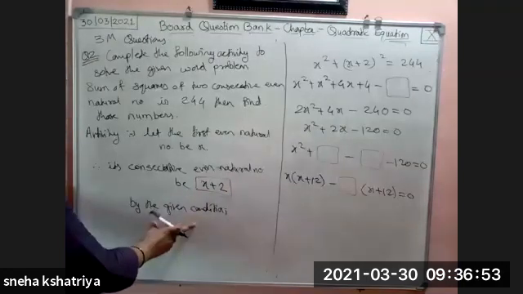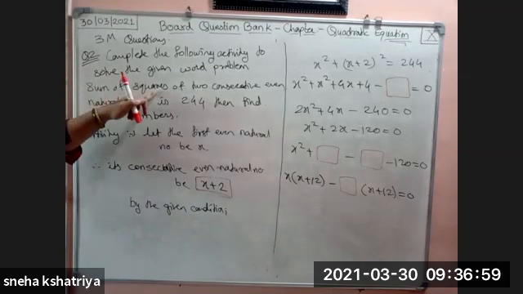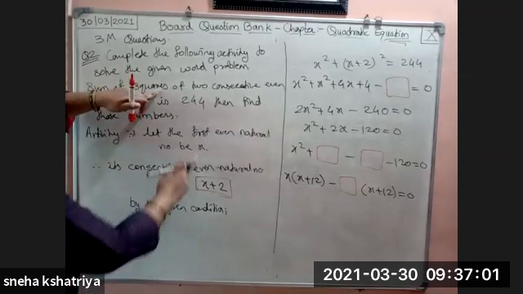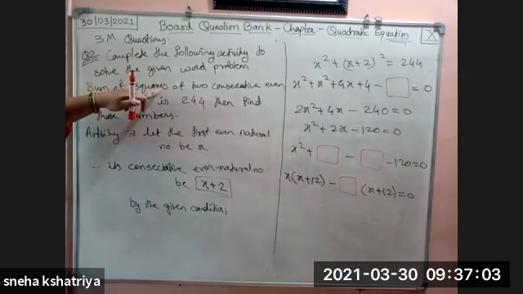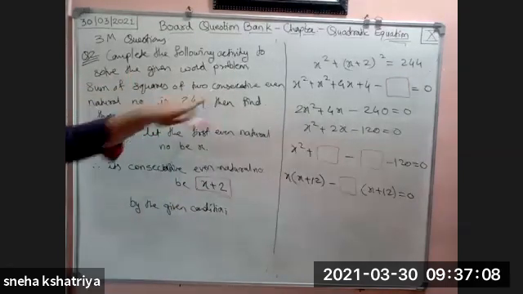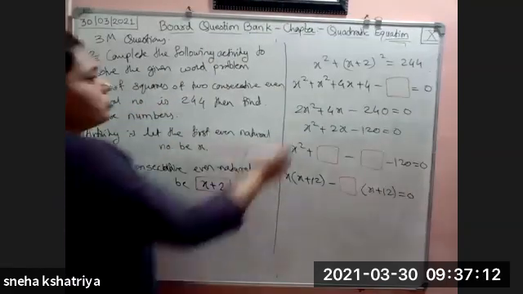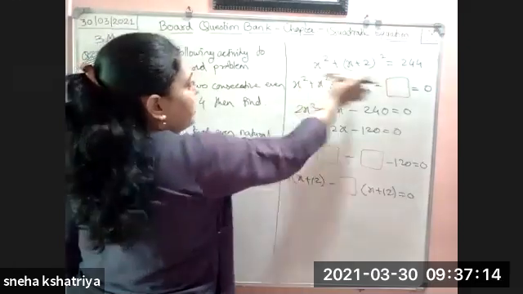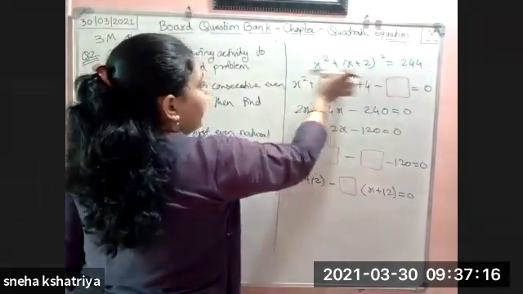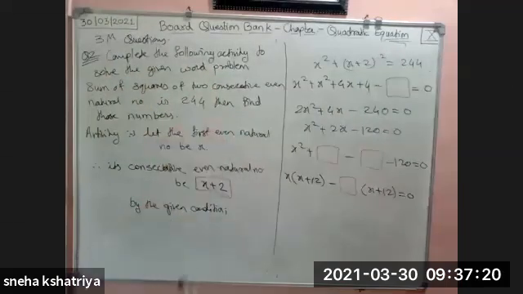So what is the given condition? The given condition is the sum, meaning addition, and square. We have to add and take the square of these two consecutive even natural numbers, whose addition is how much? 244. So we get here the first number as x square, the second number as (x plus 2) bracket square, and we add them, and their addition is 244, and we solve it.